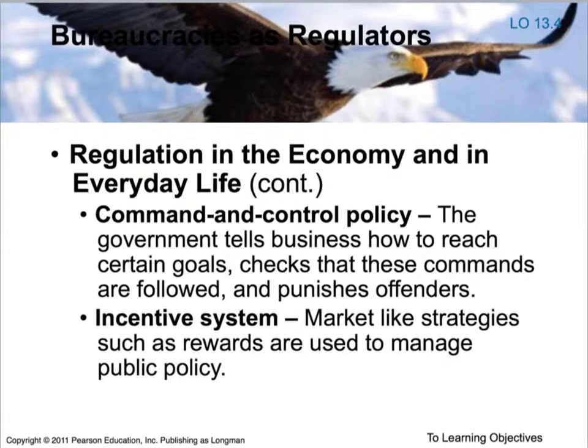Command and control policy is when the government tells business how to reach certain goals, checks that these commands are followed, and punishes offenders. This is the stick. Incentives are market strategies such as rewards that are used to manage public policy. This is the carrot.